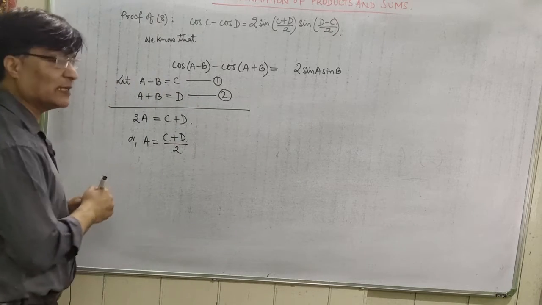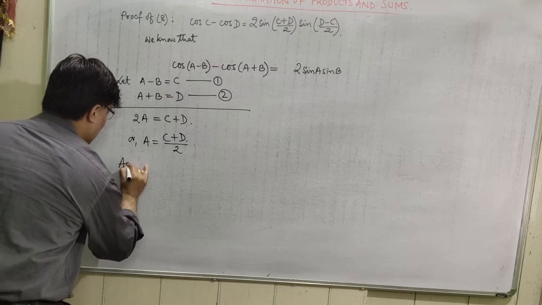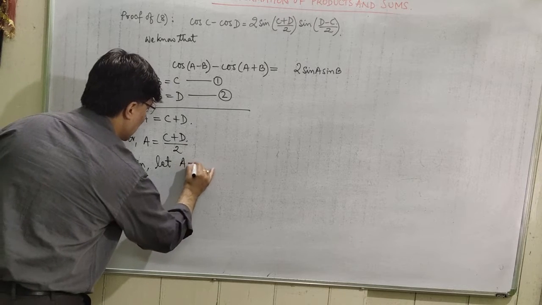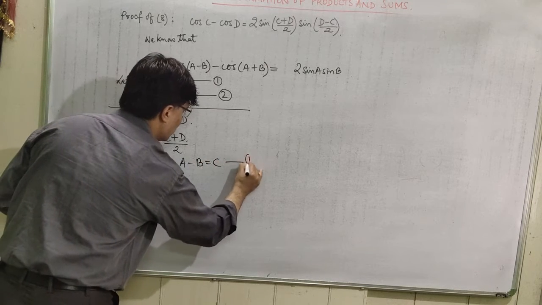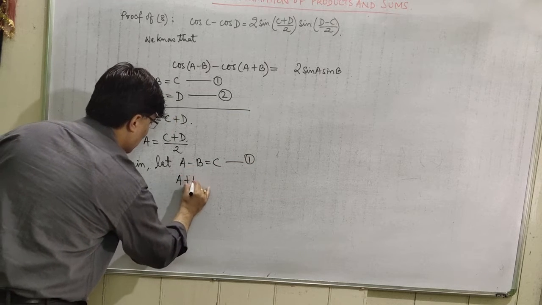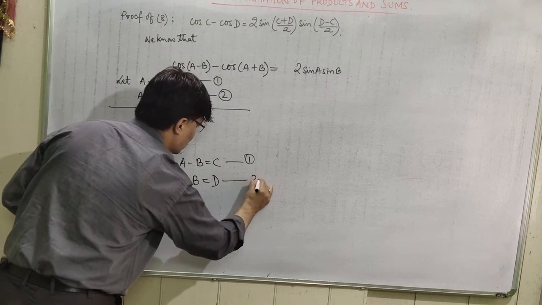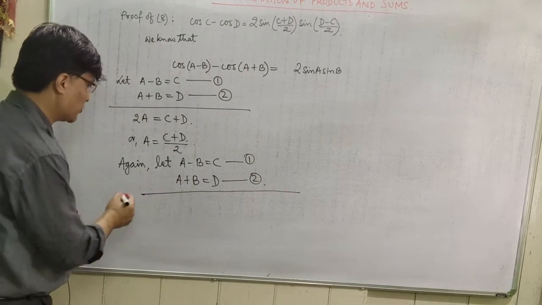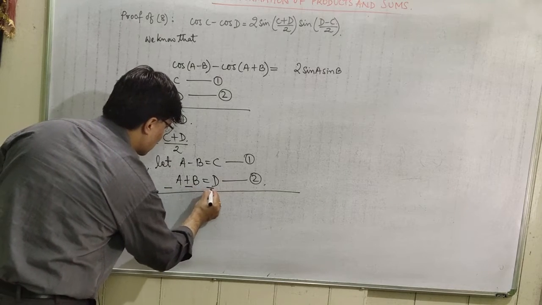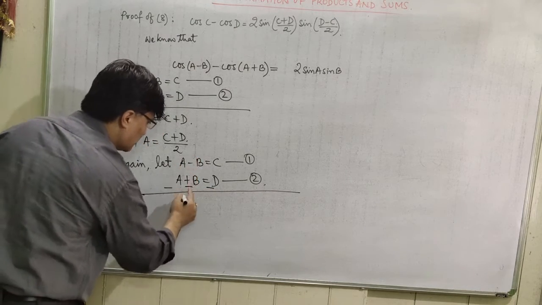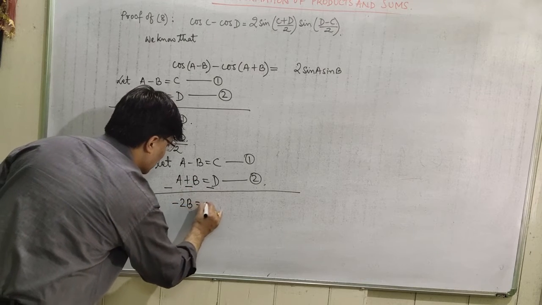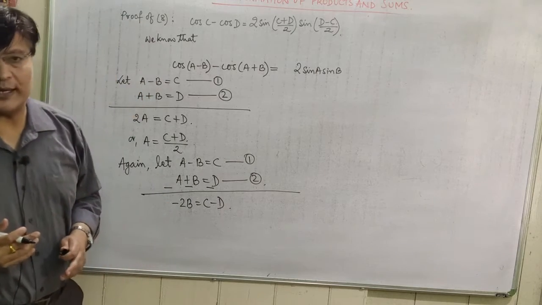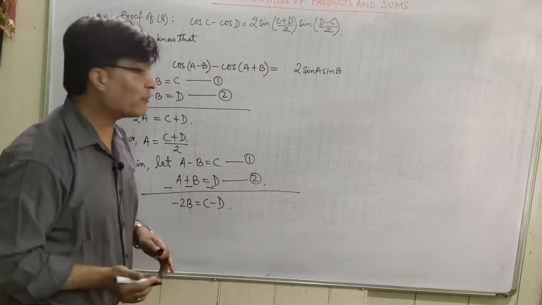Okay, so now let us get the value for b. Again let us write down those two equations. Let a minus b is equal to c, that is number 1, and a plus b is equal to d, that is your number 2. So now in order to get the value for b you have to subtract these two equations, right? So this is minus minus, this is also minus. Here a gets cancelled. So this is minus 2b is equal to c minus d. In order to cancel this minus sign on the left hand side, let us take common minus sign from the right hand side.